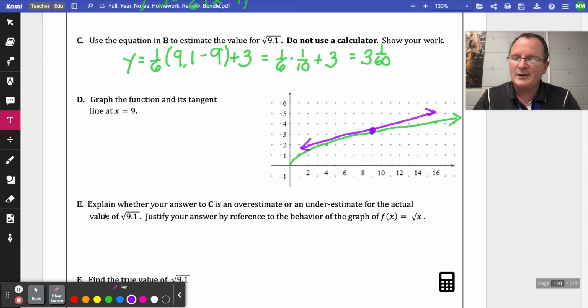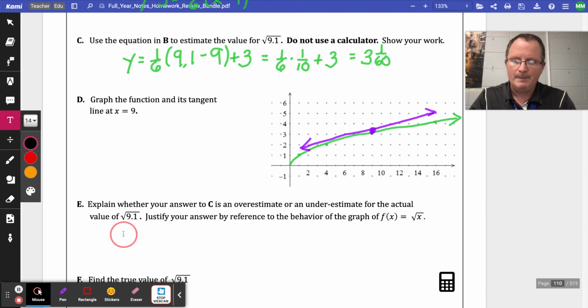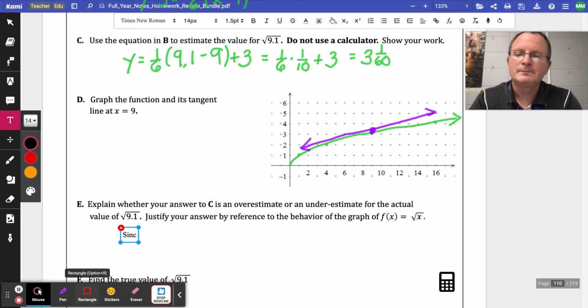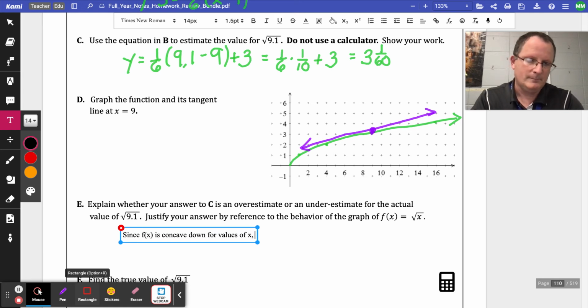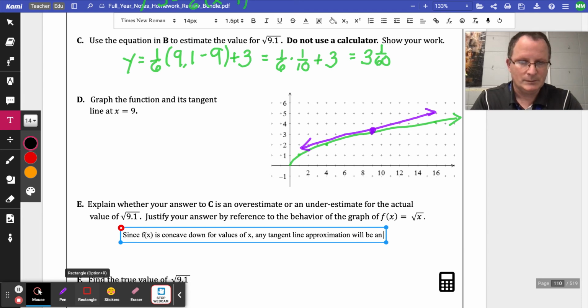So you could say, I think I'll type this. Since f of x is concave down for all values of x, any tangent line approximation will be an overestimate.